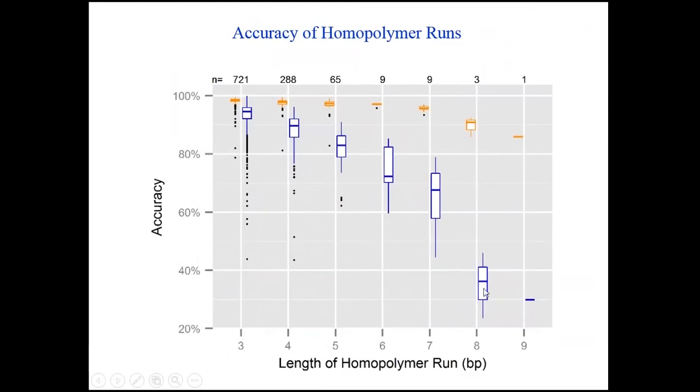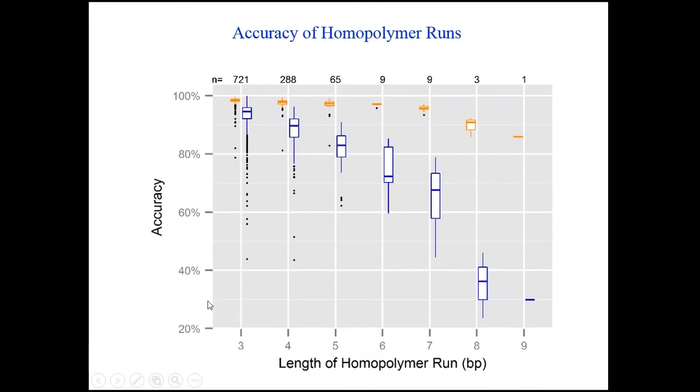The last metric we assessed was the accuracy of homopolymer runs. Here you see a particular sample that was a homozygous sample. When you account for all the sequences of ABC, DRB1, DQB1, the number of homopolymers identified are on the upper row, where you see 721, 288, 65, etc. While on the lower horizontal axis, you see the number of repeats. Three repeats of the homopolymer are 4, 5, 6, 7, 8, 9.